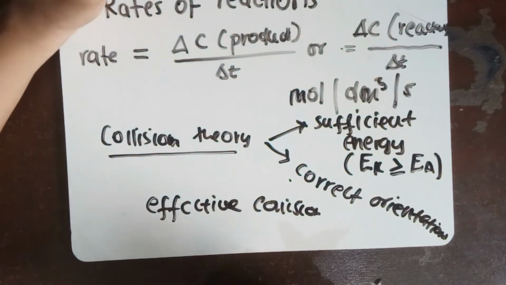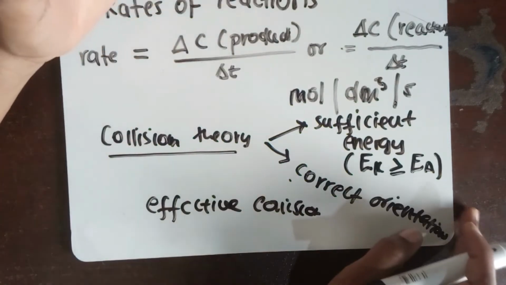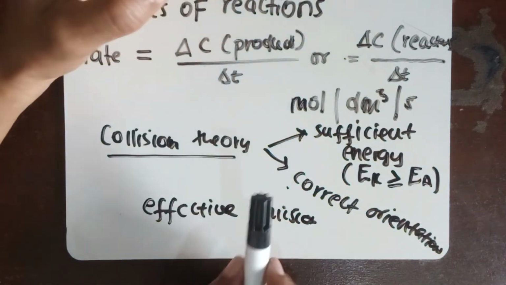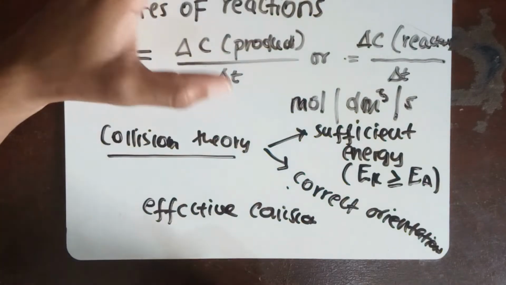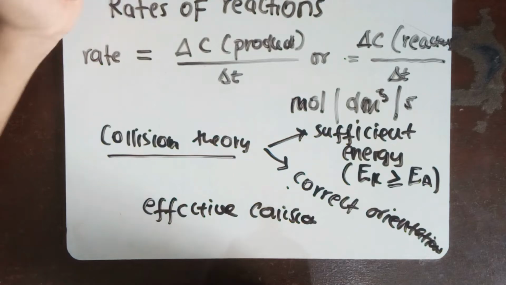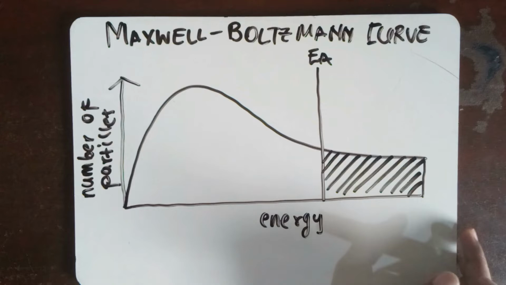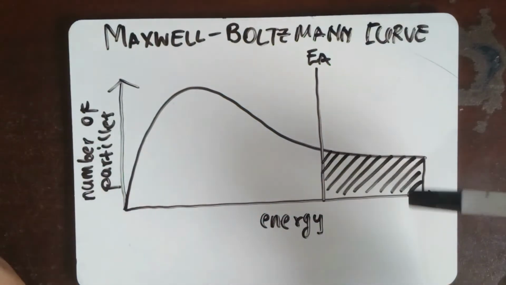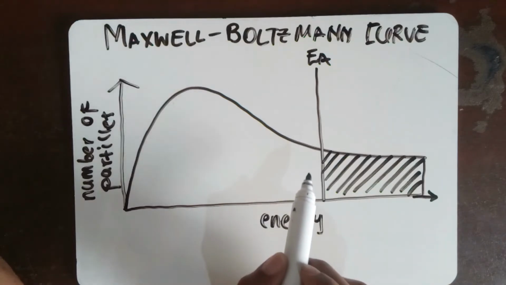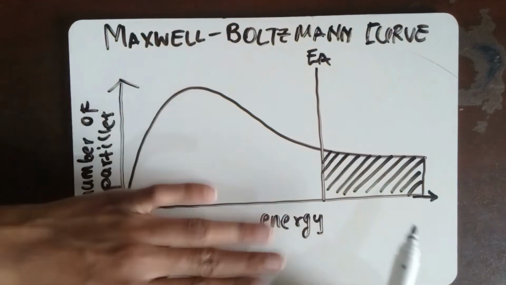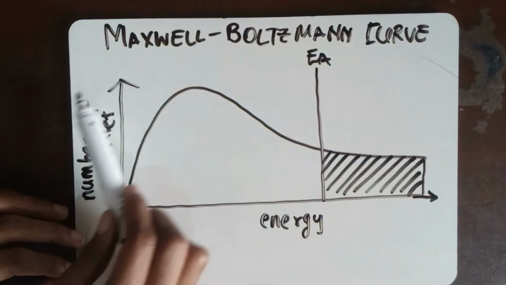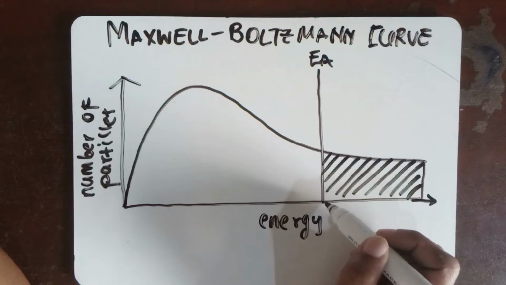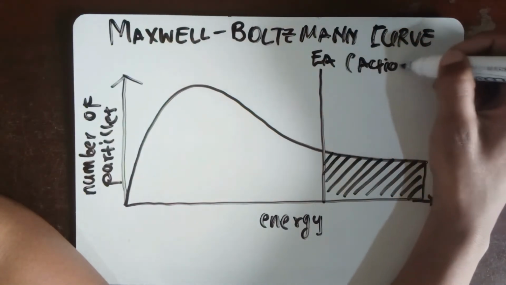We're also going to use graphs called Maxwell-Boltzmann distribution graphs to explain how different factors, such as temperature, concentration and pressure, affect the rate of a reaction. This is what a Maxwell-Boltzmann distribution graph looks like. It shows the distribution of kinetic energy of the molecules, with increasing kinetic energy to your right. The area under the graph represents the particles, and on the y-axis you have the number of particles. The one thing I want you to note is this line here that shows our activation energy, EA.